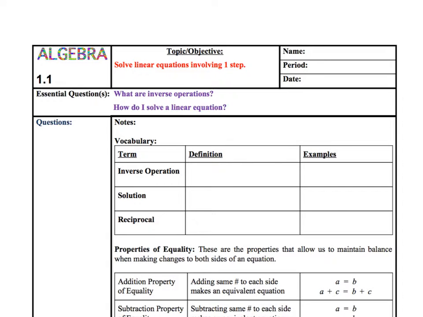At the top of these notes, you'll see where it says essential questions. So we have 2 today. The first is, what are inverse operations? When we're done with these notes, you should be able to explain that to me. The second is how you solve an equation in general.